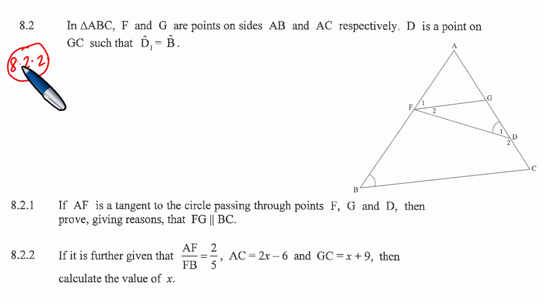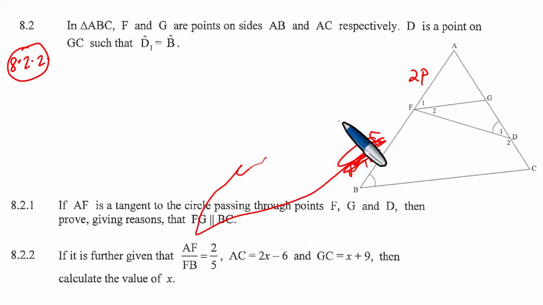We're looking at 8.2.2. Now, to deal with 8.2.2, it is further given that AF over FB is 2 out of 5. So if AF over FB is 2 out of 5, we can call this one 2P and 5P.